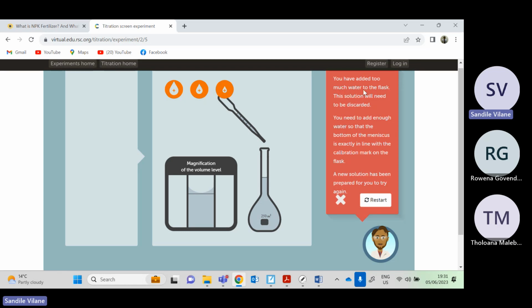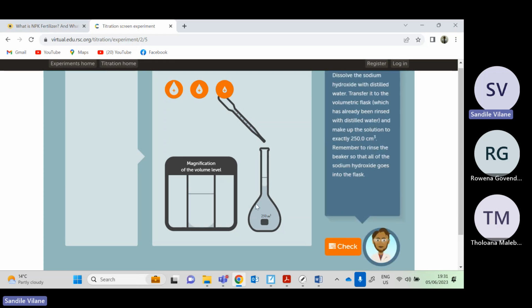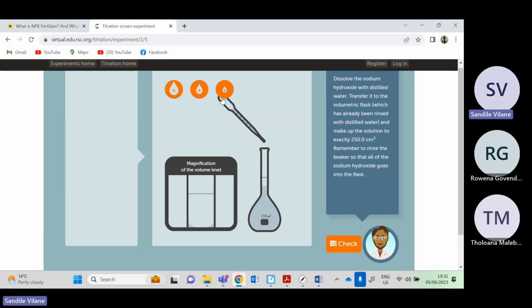Restart. We have added too much water. That is a bit too much. So let us restart this once again. So let us add drop by drop. Now I'm going to be extra careful.